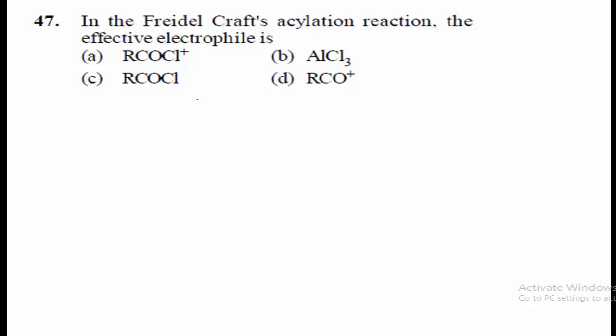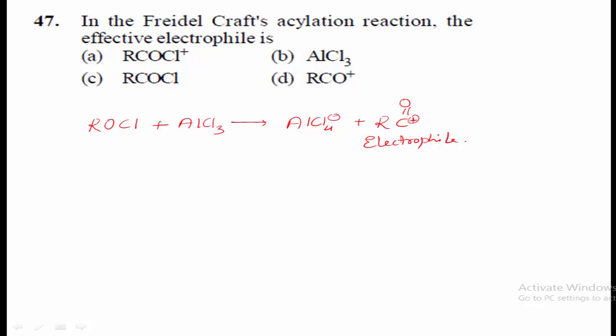Next, the 47th question. In Friedel-Crafts acylation reaction, the effective electrophile is. When you observe the Friedel-Crafts acylation reaction, it can be given as RCOCl plus AlCl3. It gives AlCl4 minus, which is a nucleophile, plus RC double bond O plus. So this is the electrophile that you get during the Friedel-Crafts acylation reaction. Therefore, the correct answer would be RCO plus, that is option D.